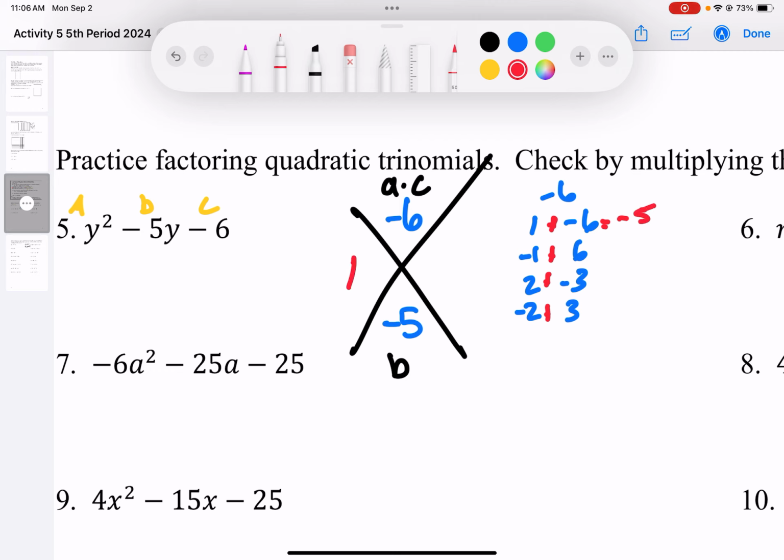So we've got a +1 and a -6. If we were to add these two together, that gives us a +5. If we add these two together, it gives us a -1. And this one gives us a +1. So there's only one set that works.